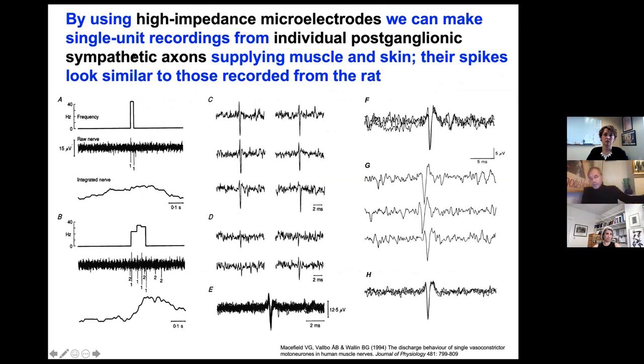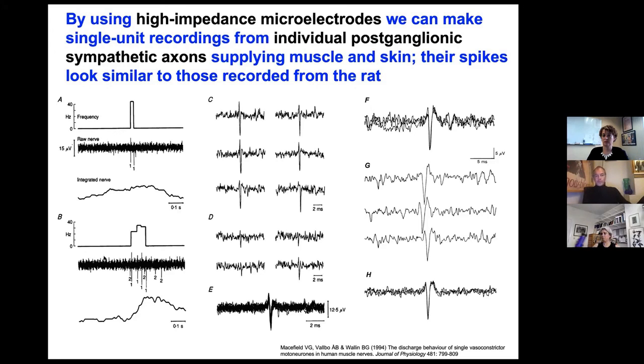Now, the approach is exactly the same, but we use much higher impedance microelectrodes. What you really want to get is a recording in which the spikes stand out from the background noise. Here we have 2 spikes labeled 1, and down here we've got these same 2 spikes labeled 1, and these smaller spikes labeled 2.